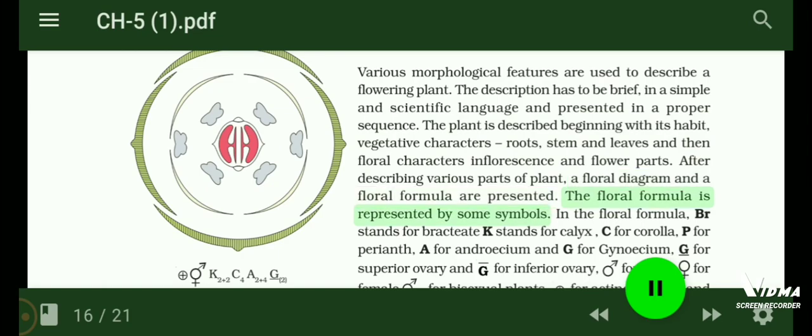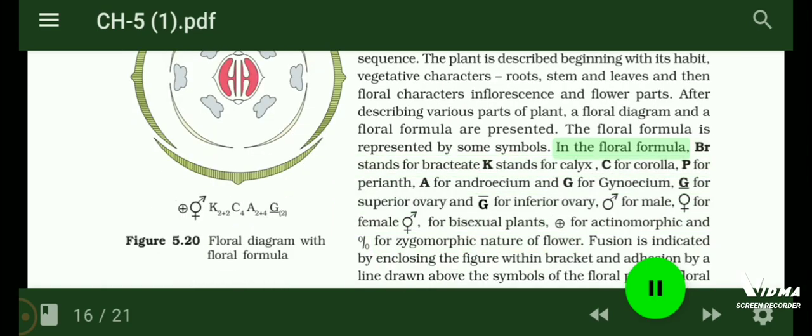The floral formula is represented by some symbols. In the floral formula, Br stands for bracteate, K stands for calyx, C for corolla, P for perianth, A for androecium and G for gynoecium, underlined G for superior ovary and G with a line above for inferior ovary, male, female, bisexual plants, actinomorphic and zygomorphic nature of flower.